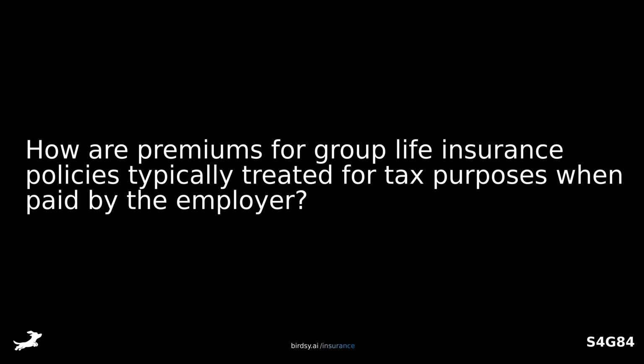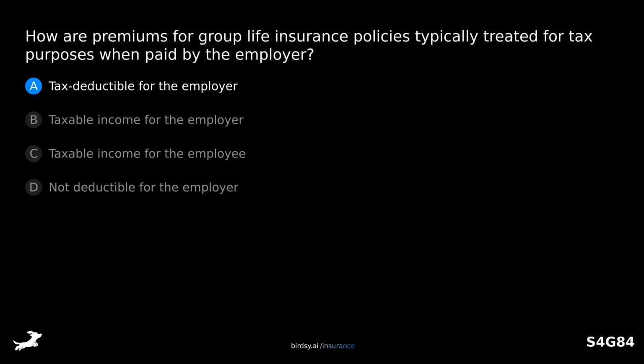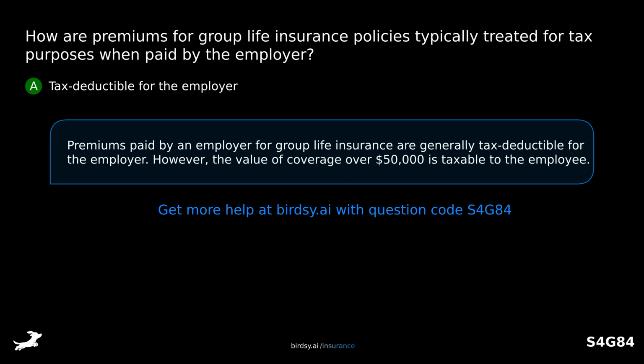How are premiums for group life insurance policies typically treated for tax purposes when paid by the employer? Is it A. tax deductible for the employer, B. taxable income for the employer, C. taxable income for the employee, or D. not deductible for the employer? The answer is A. Tax deductible for the employer. Premiums paid by an employer for group life insurance are generally tax deductible for the employer. However, the value of coverage over $50,000 is taxable to the employee.